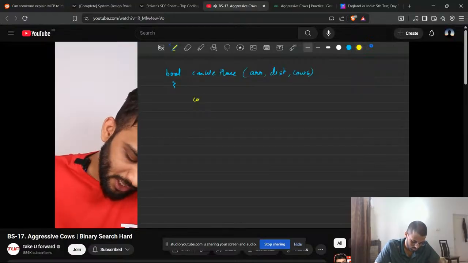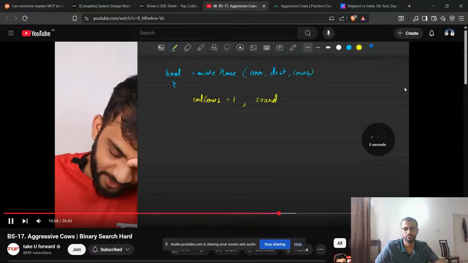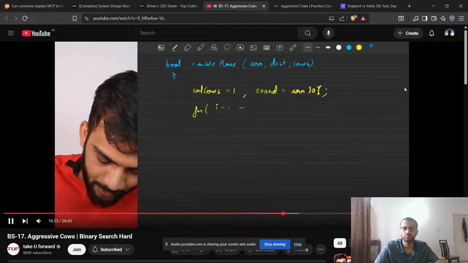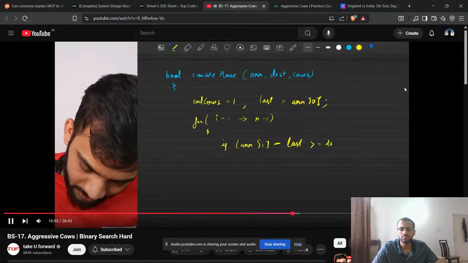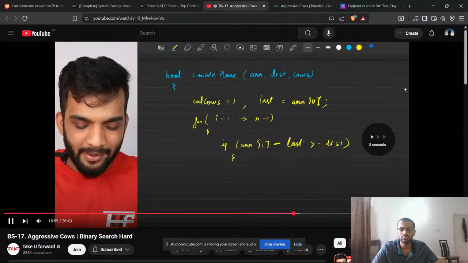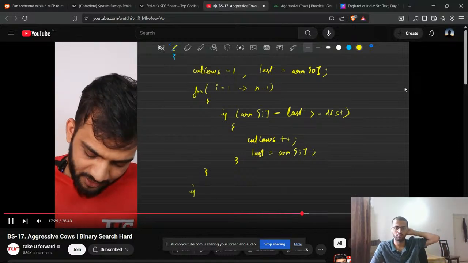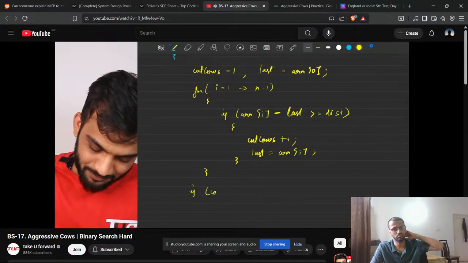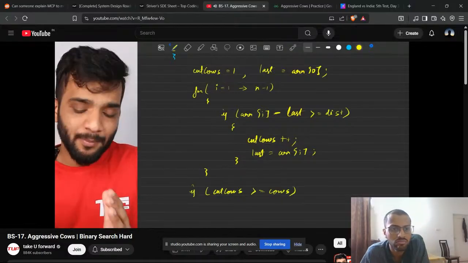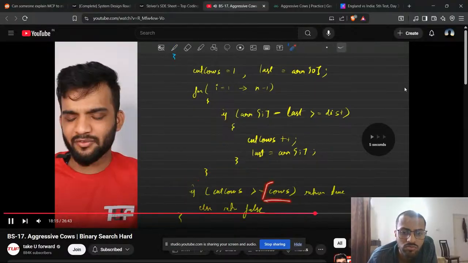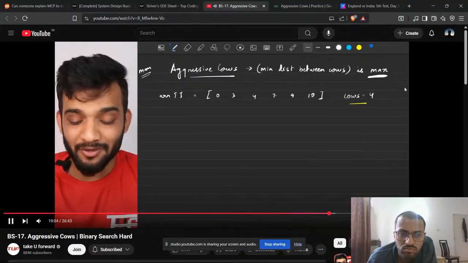Initially I can keep the count of cows to be 1 because I know the first cow will always go at the first stall. Then go from i equal to 1 until the last value of the coordinate, checking whether we are maintaining that distance, and place a particular cow there. At the end of the day, if the count of cows is able to reach the required number of cows, that means you were able to place the cows while maintaining the distance. We apply binary search, we can, because we have already done similar problems.